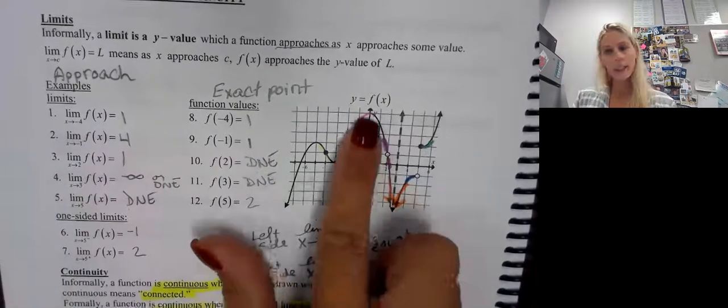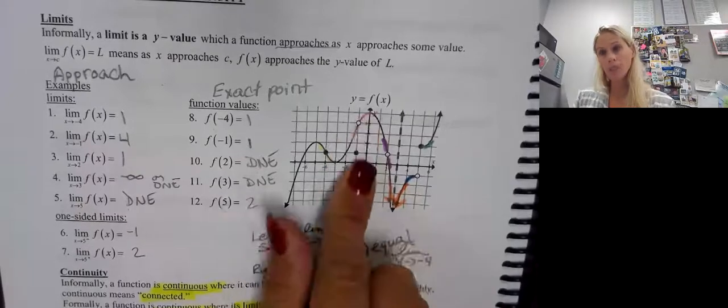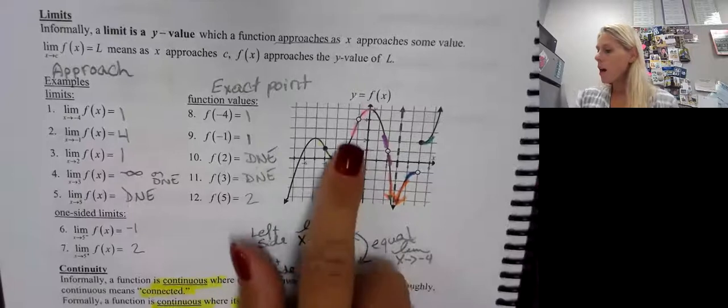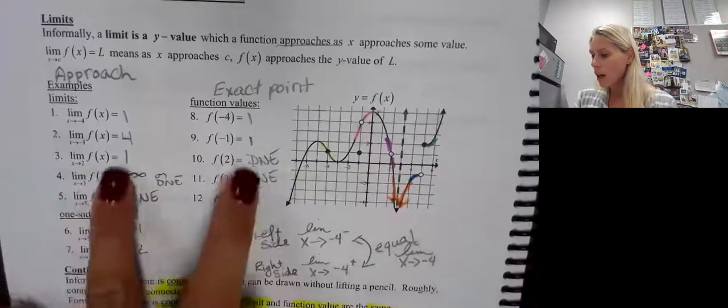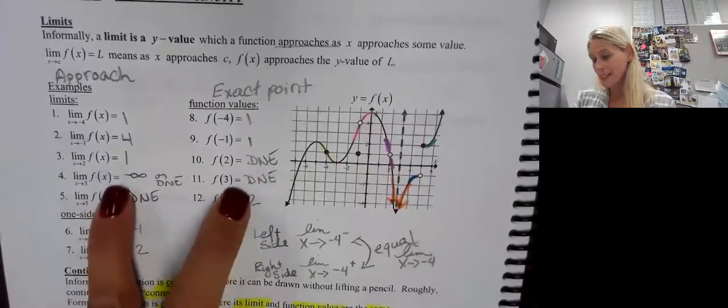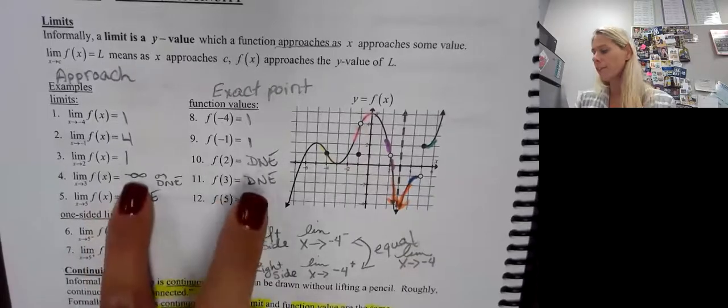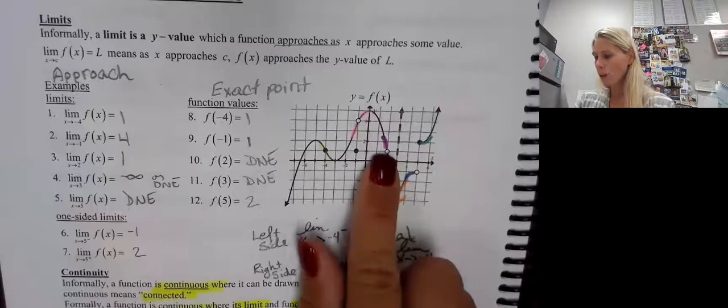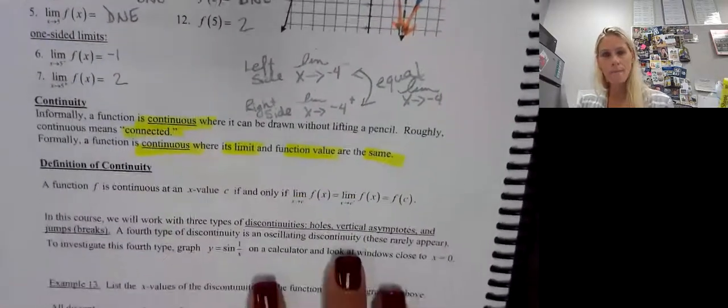Right here, it's a jump, a hole, and it goes back and forth. And like here, technically it's not the same, because negative infinity does not exist. So asymptote, we have our hole, and so on and so forth.